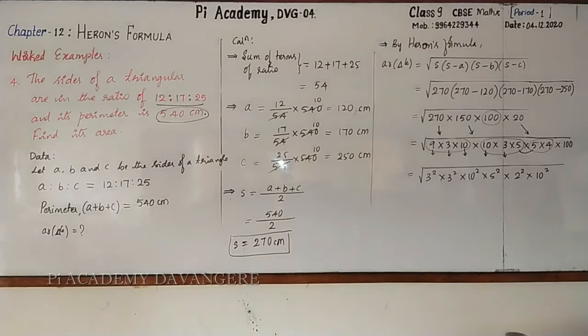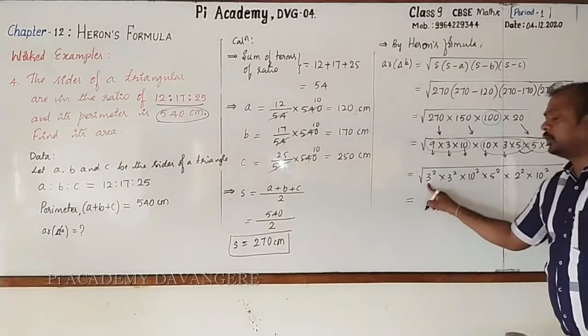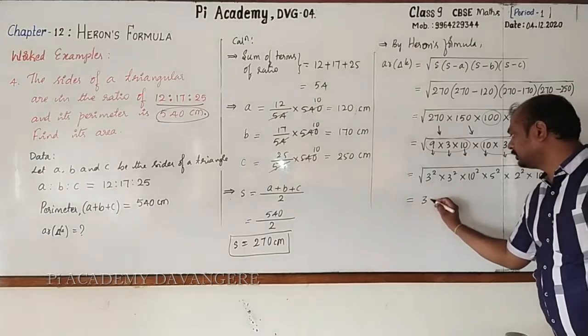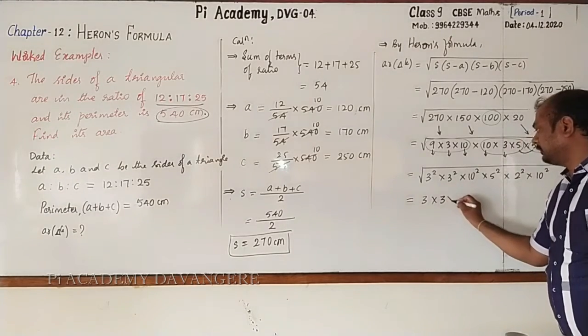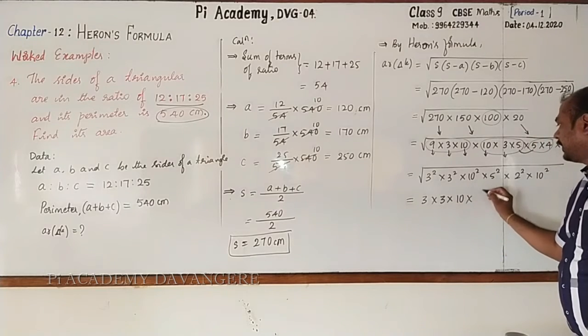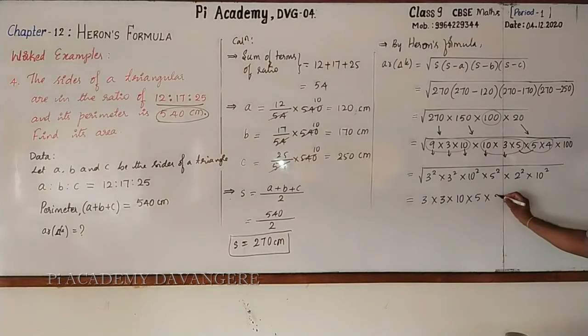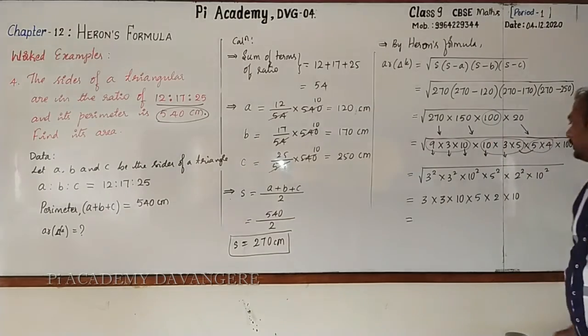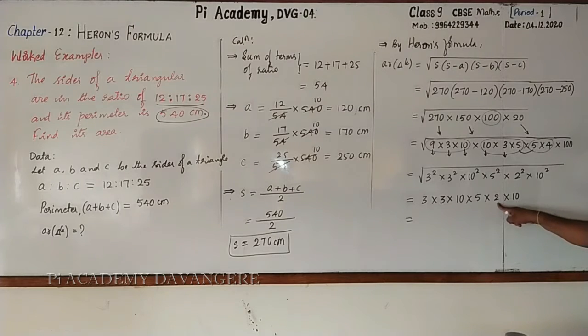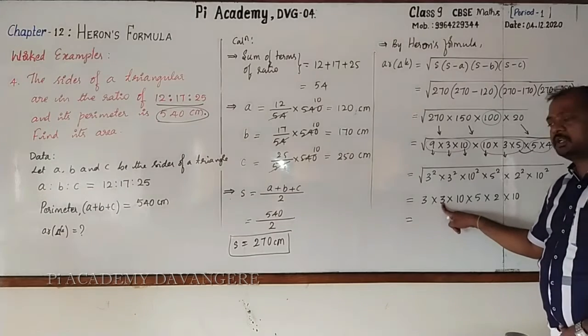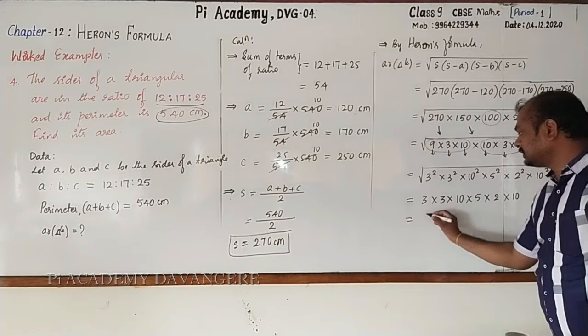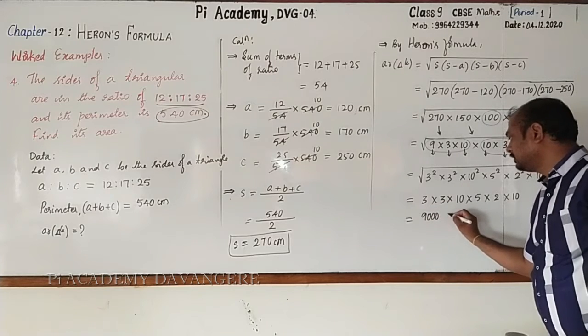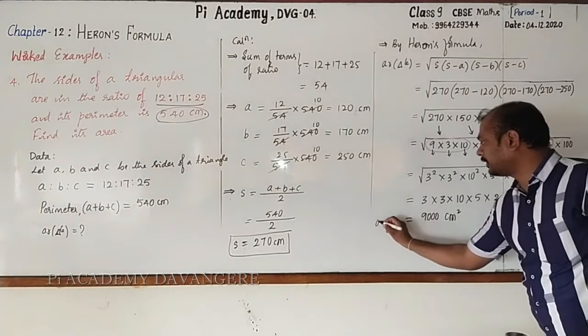Got it? Now what is the square root of 3 square? Very good, 3. This 3 square, 3. 10 square, 10. 5 square, 5. 2 square, 2. 10 square, 10. Now let us go for multiplying all of these. 10 twos are 20, 20 fives are 100, 100 tens are 1000, 1000 threes are 3000, 3000 threes are 9000. So the area is 9000 centimeter square.